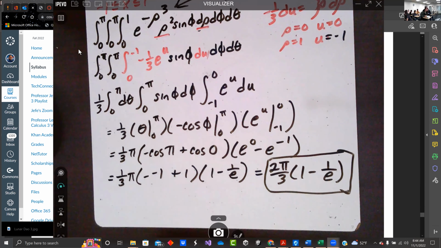Also, isn't that cosine of pi? Wait, sine of pi. Oh, I'm thinking of pi over 2. That's fine. Sine of pi. Sine of, yeah, all right. Yeah. 14.2 is.